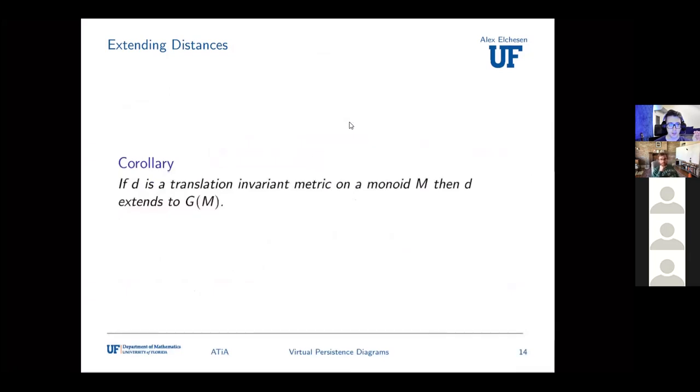Okay. So the takeaway is just if you have a translation invariant metric on a monoid, then you can extend it to the Grothendieck group. So for us, this is interesting. Well, it brings up the question then, when is the Wasserstein distance translation invariant?